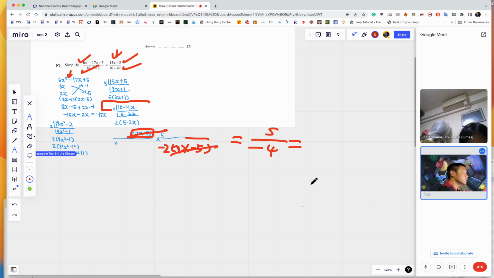And can you use your calculator? Negative 5 over 4. Or like negative 1.25. Okay, good.